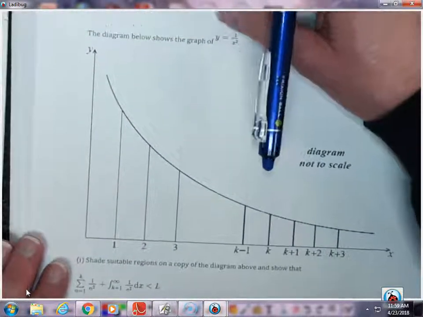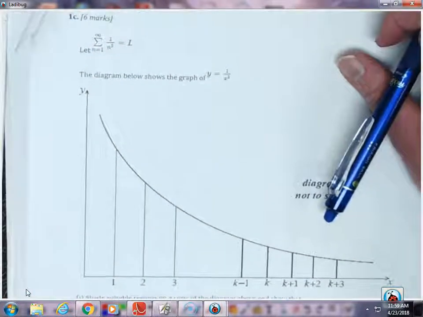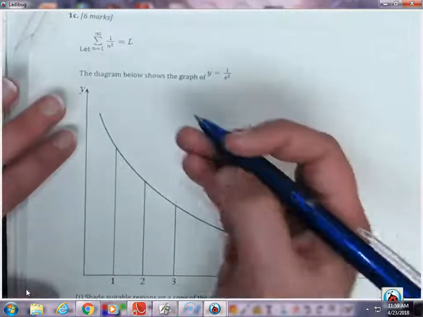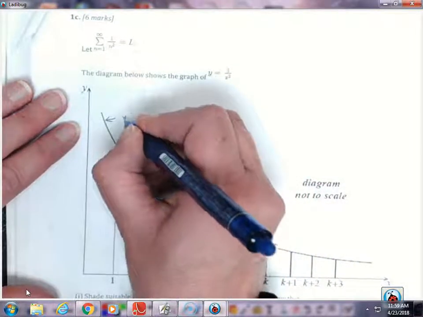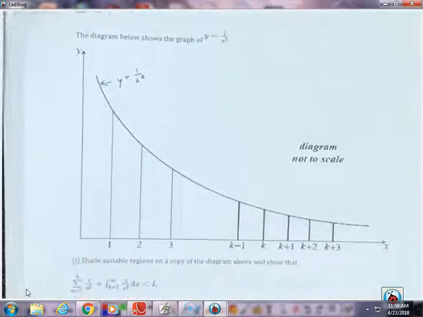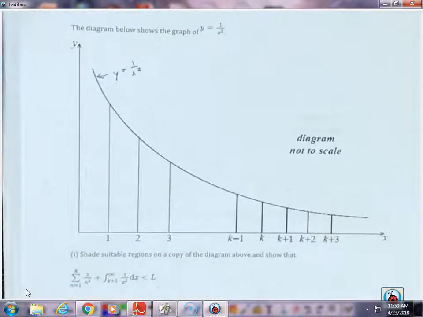Okay, so it says let L be the infinite sum from 1 to infinity, and they're telling you that the diagram shows the graph of y equals 1 over x squared. So that's what this is. And it's asking us to shade suitable regions on a copy of the diagram above. We're just going to do it on this diagram to show this.